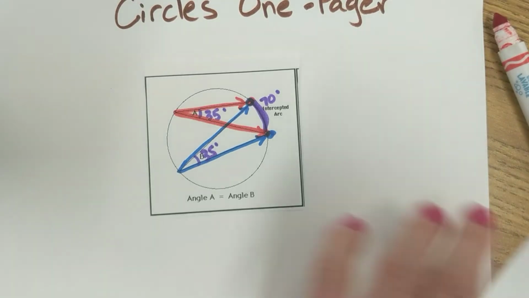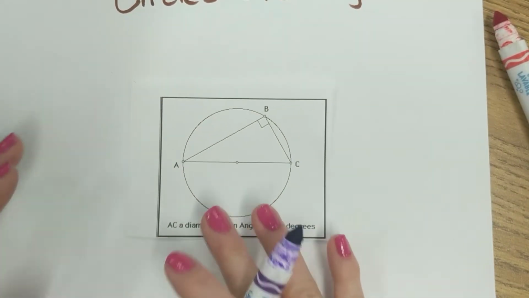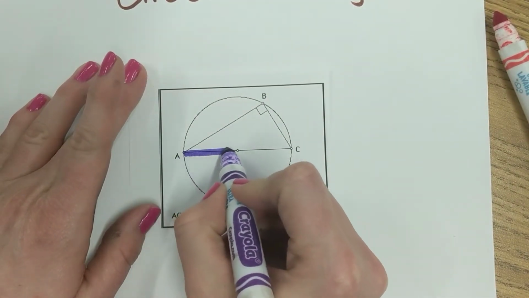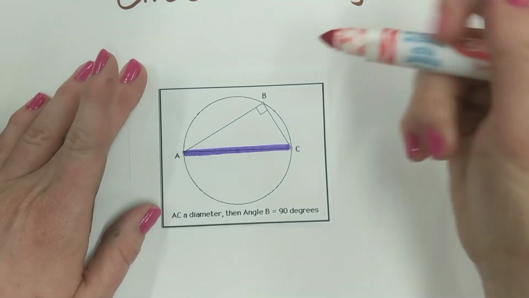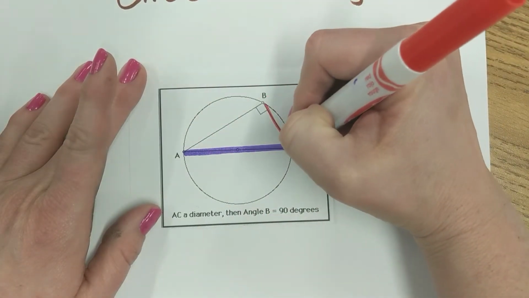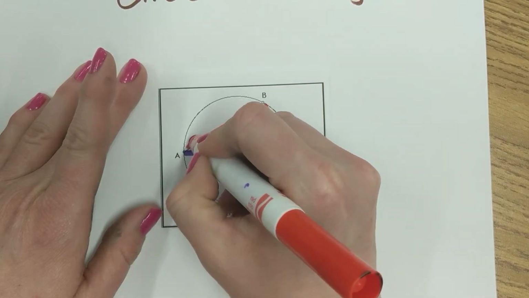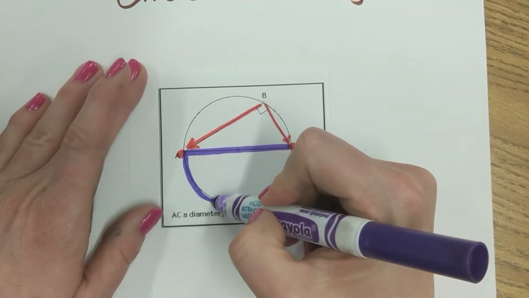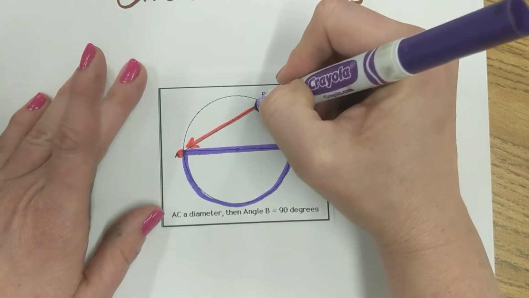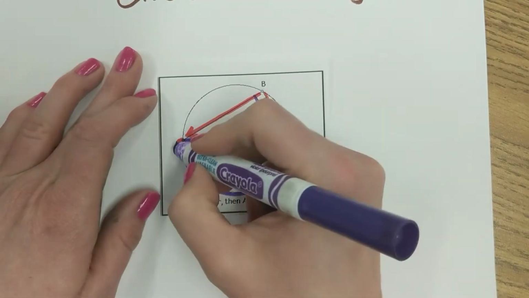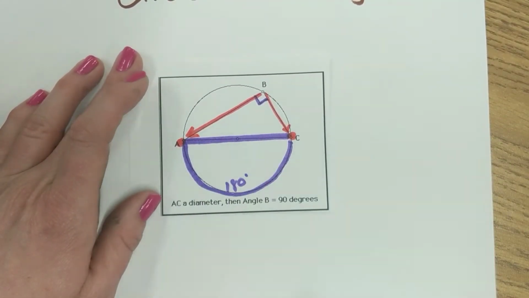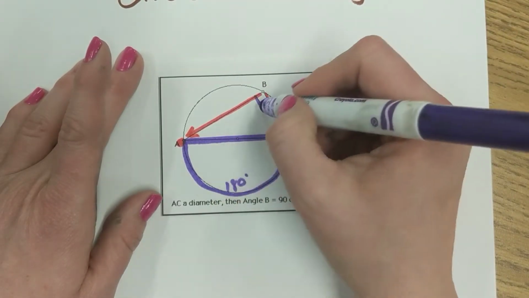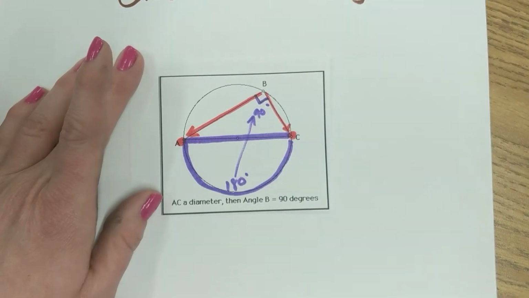All right, the next one is talking about this angle right here, angle B. Because angle B points at these 2 points, which happens to be a diameter, anytime your arc is a diameter or a semicircle, the angle it forms is always going to be 90 degrees. You know that because a semicircle is 180 degrees, and our inscribed angle, angle B, would be half of 180. Half of 180 is 90.